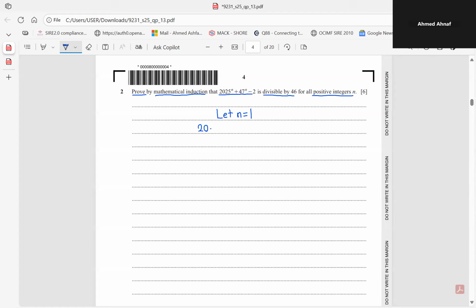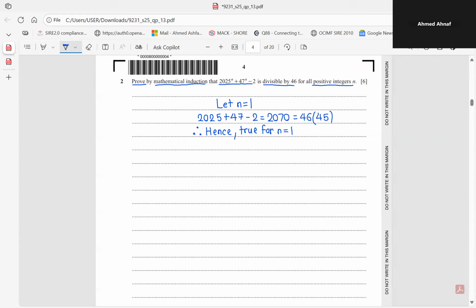So this is just 2025 plus 47 minus 2. Type it into a calculator, 2070, and dividing by 46, you get 45. So you get a whole number when you divide by 46, so you can say hence true for n equals 1.